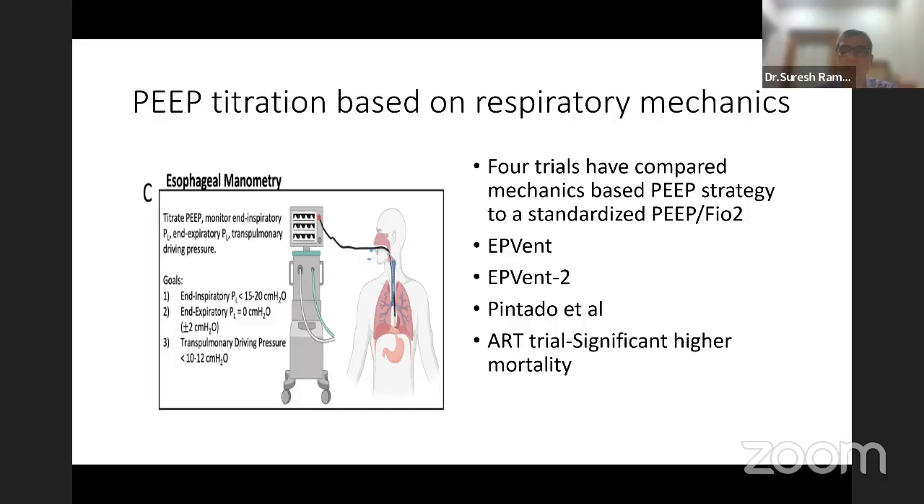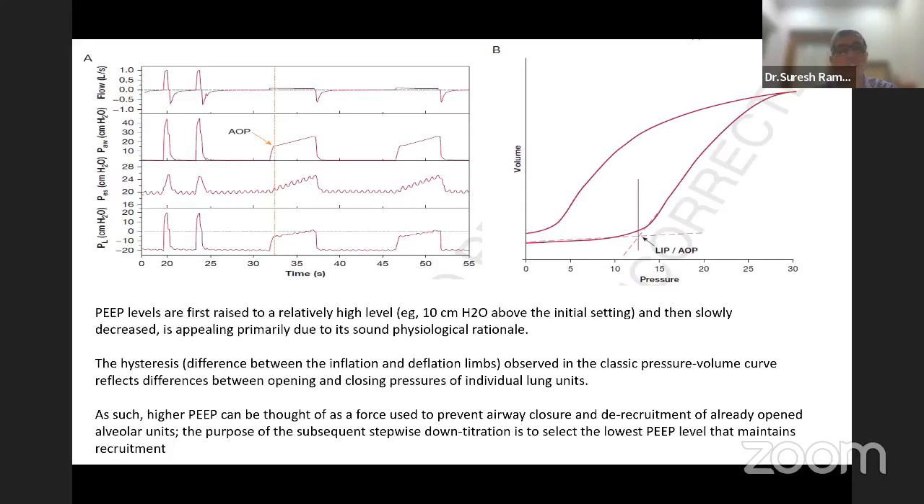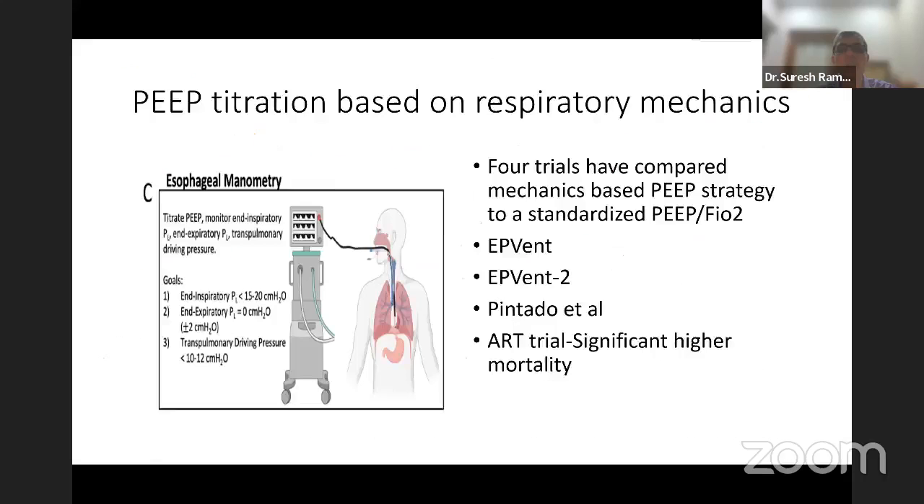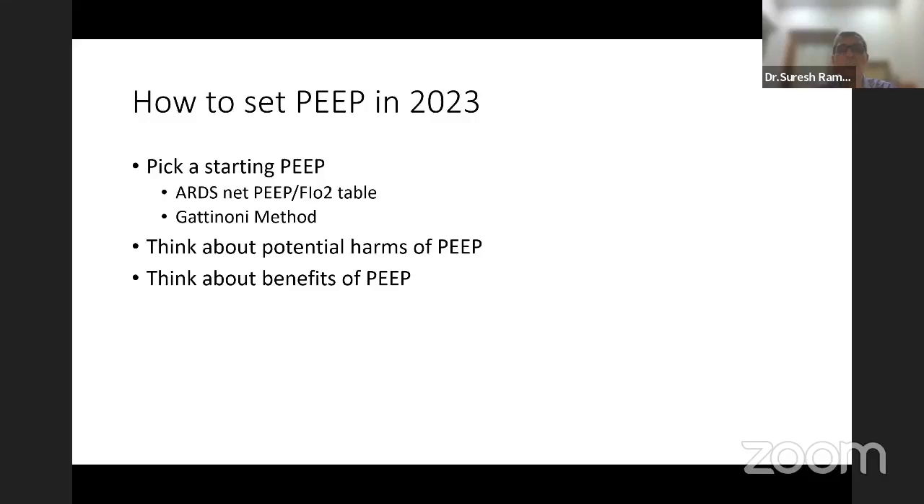So PEEP titration based on inflection points, airway occlusion pressure, stepwise increasing, high PEEP, low PEEP, we really don't know where we are. So as of 2023, we just say, pick a starting PEEP and use the ARDS network trial table, or use the Gattinoni method. The Gattinoni method is simple. If you're mild ARDS, anywhere from 5 to 10, moderate 10 to 15, severe 15 to 20 PEEP. And ARDSnet is very simple. Divide the FiO2 by 5. So if you have 100% FiO2, you require 20 PEEP. And if you have 80, you require 16 PEEP. Like that, you can easily do it.